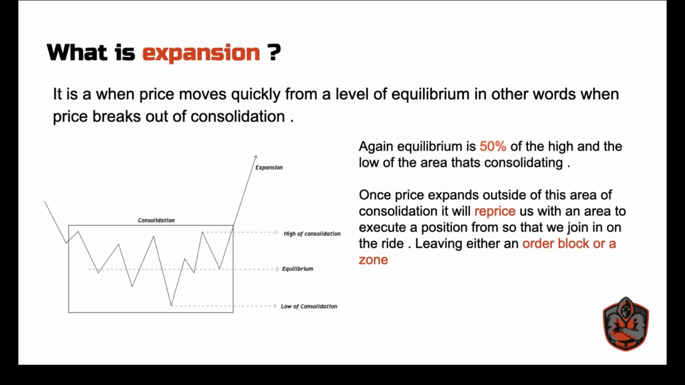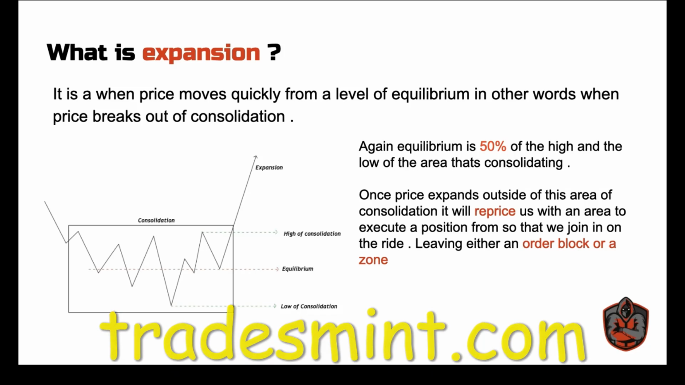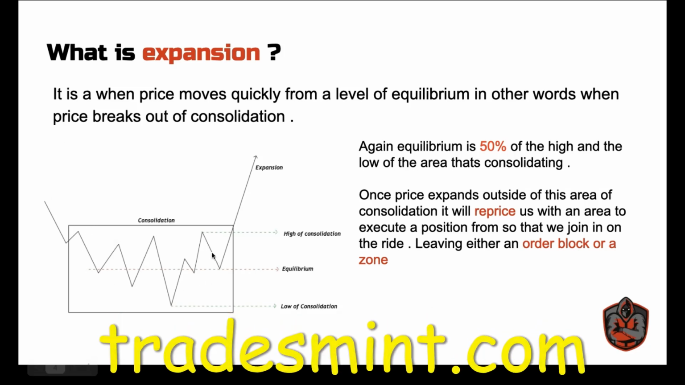Now let's get straight into it. What is expansion? It is when price moves quickly from a level of equilibrium. In other words, when price breaks out of consolidation. So this is our consolidation phase, right? Now what happens here? Price breaks through that consolidation. That's what we classify as our expansion, right? When price is just ranging like this, we classify that as a consolidation. When price expands out of that phase, we classify that as an expansion.